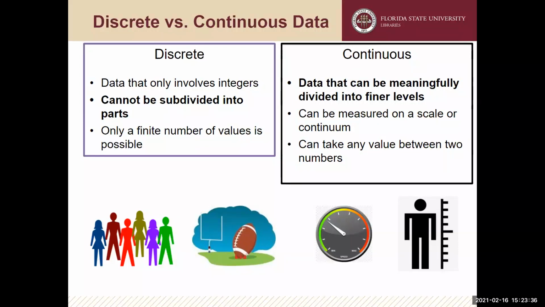Continuous data, on the other hand, is data that can be meaningfully divided into finer levels. So if you have a scale or some sort of a continuum, like if you're measuring the speed that a car is going down the street, or height, or a range of temperatures, that would be an example of continuous data. If you're doing lab analysis, some sort of experiment, that's often thought of as continuous data.